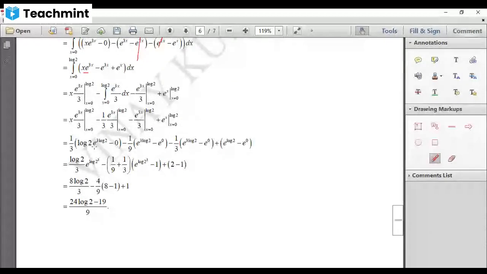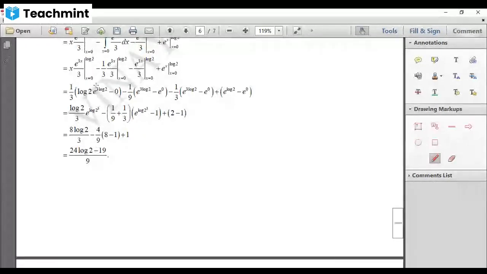Now apply the limit. If you put x equal to log 2, you will get 1 by 3, which is constant, right? Log 2 into e to the power of 3 log 2 minus, if you put the lower limit, 0 into anything is 0, minus 1 by 9, which is constant, e to the power of 3 log 2 minus e to the power of 0. Into anything is 0, minus 1 by 3 is constant, e to the power of 3 log 2 minus e to the power of 0, plus e to the power of log 2 minus e to the power of 0.